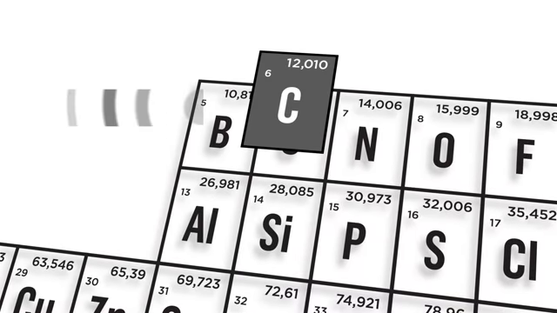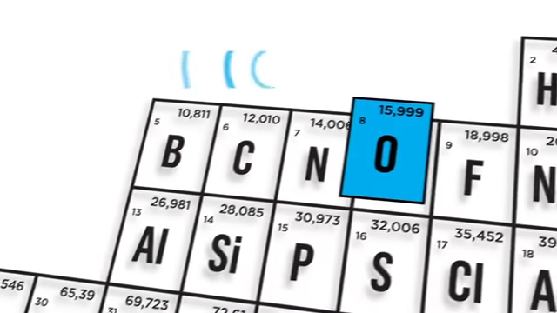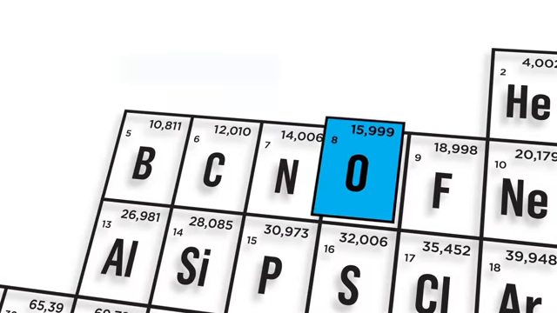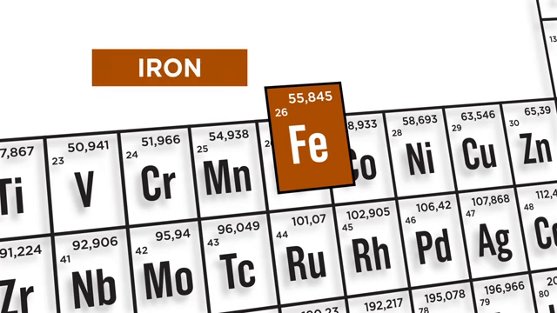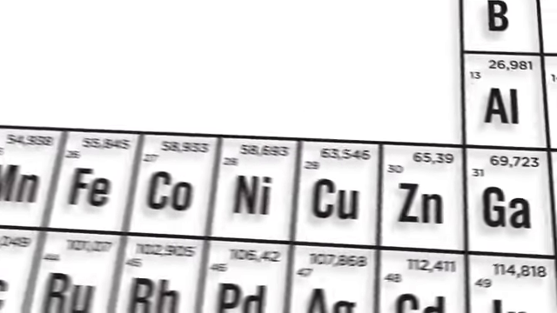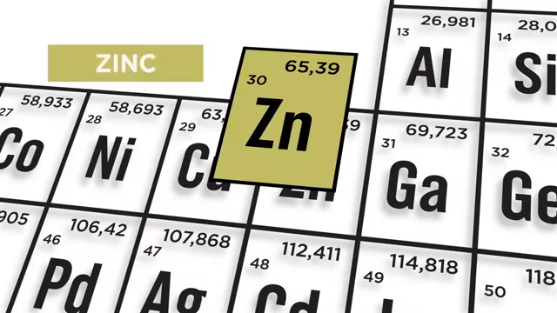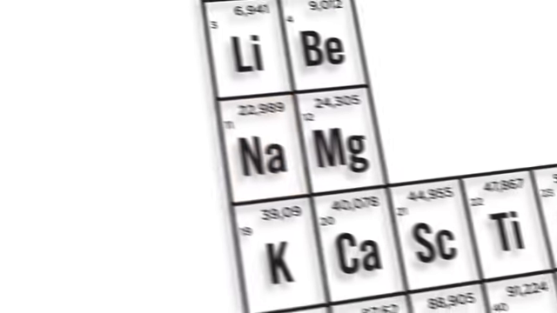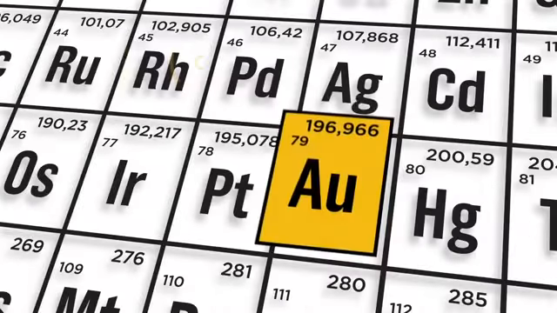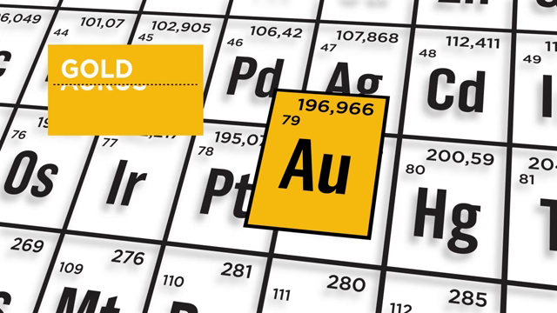Some people know what each of these letters represent. C is the chemical symbol for carbon. O is the chemical symbol for oxygen. The chemical symbol for iron is Fe. Zn is zinc. There are even those who know the chemical symbol for sodium is Na, because it comes from the Latin natrium. Or that the chemical symbol for gold is Au, because in Latin it was called aurus.